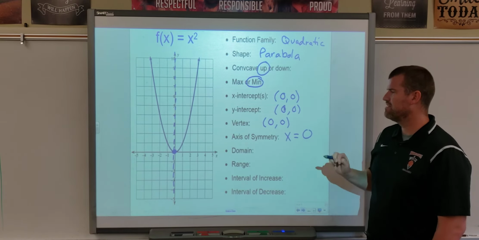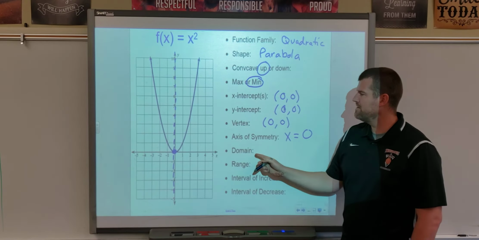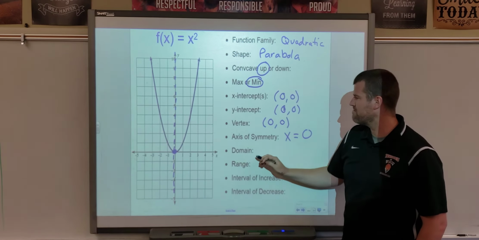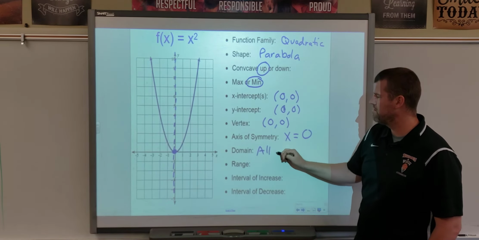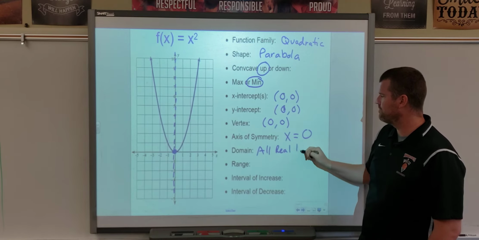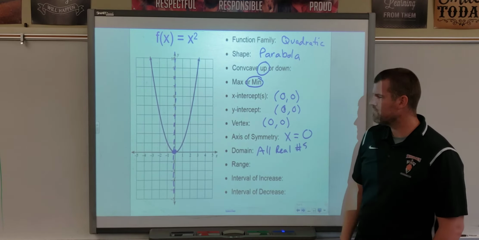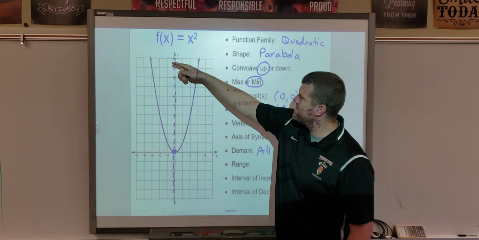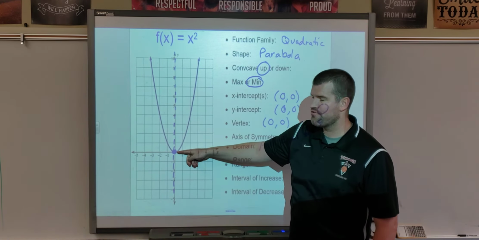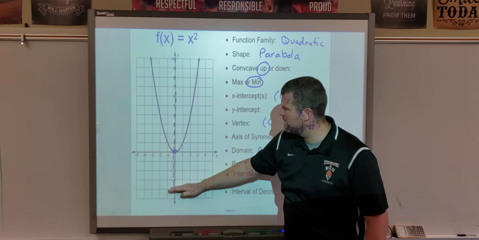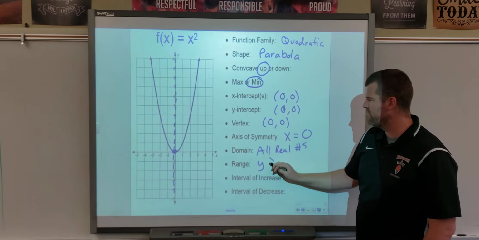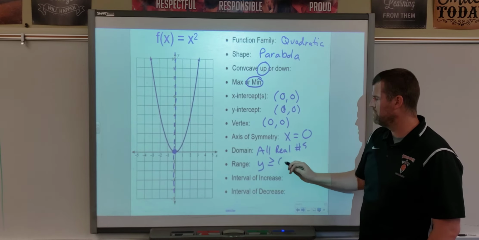Domain, this graph goes forever to the left, it goes forever to the right, so domain is always all real numbers for a quadratic function. The range, however, we're looking at the y values. The lowest that this graph goes is right here at 0. It never goes below 0. So every y value on this graph is going to be greater than or equal to 0.